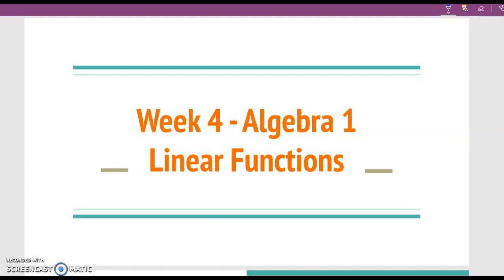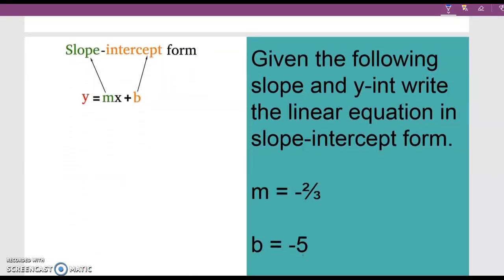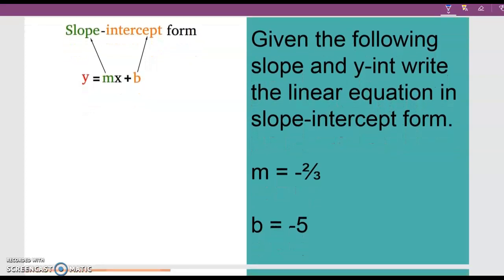This week we are doing linear functions, specifically graphing lines. So we're going to review how to graph lines and remember slope-intercept form. That's going to be the main form we look at this week. All right, so here we go.